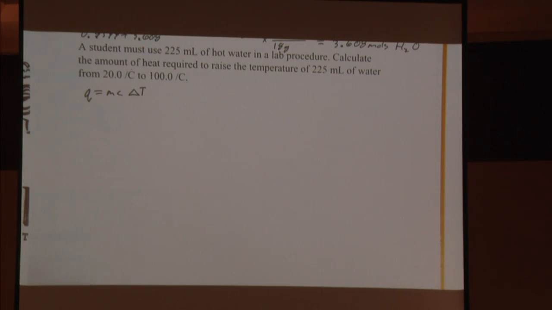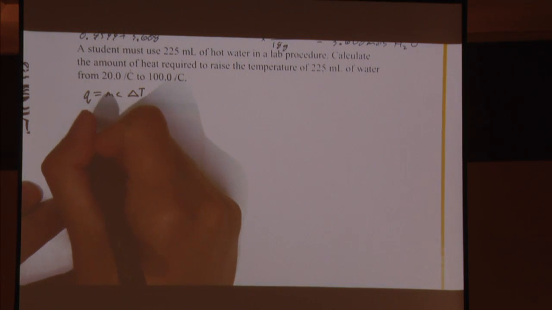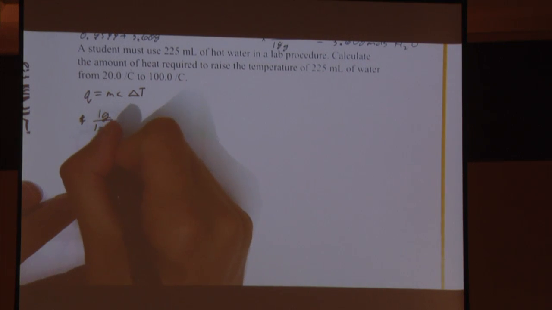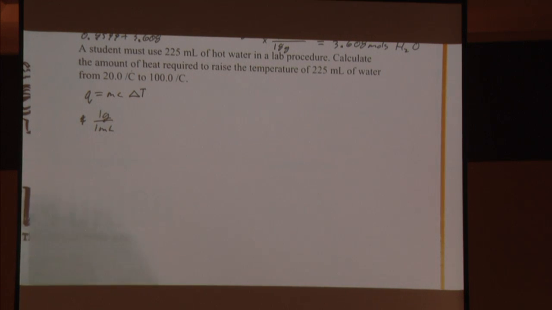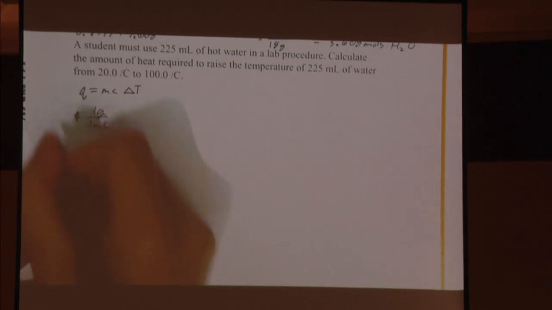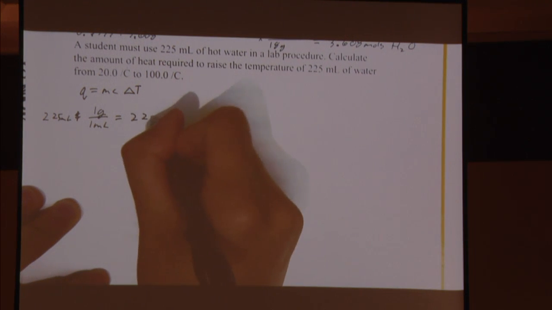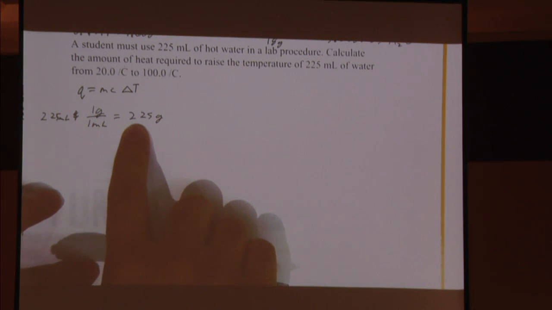We know also that the density of water is one gram per 1 milliliter. And this is the density for water. So now we can simply convert from 255 milliliters of water to 255 grams of water. And then here's our mass.